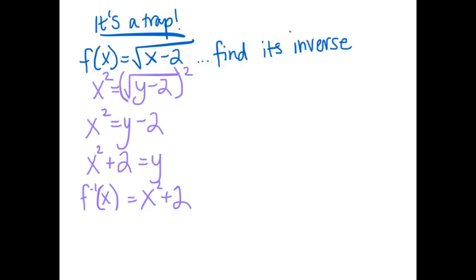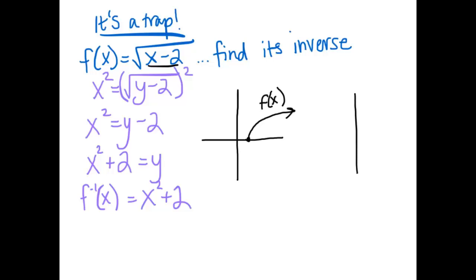I want to sketch a graph. I'm just going to make a quick sketch of what each of these looks like. Square root function, I know the shape of that, and I know it's shifted 2 units to the right. So f(x) is going to look something like this. If I look at my equation for the inverse, it says x squared plus 2. I know what that looks like. That's a parabola, x squared, shifted up 2 units. That would look like this.